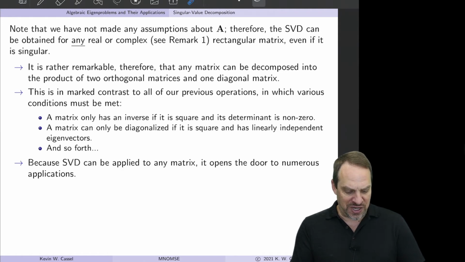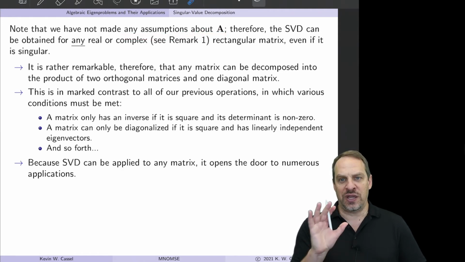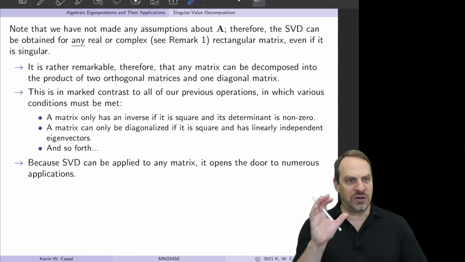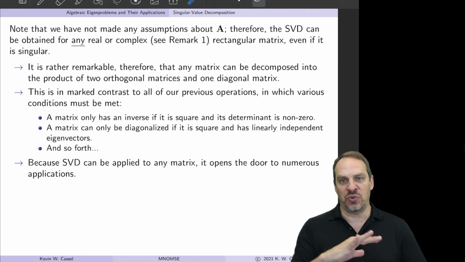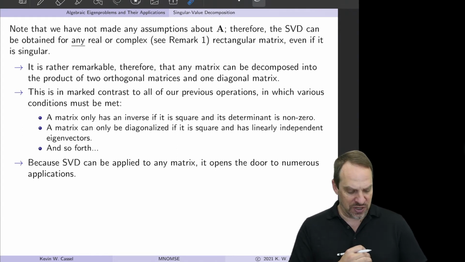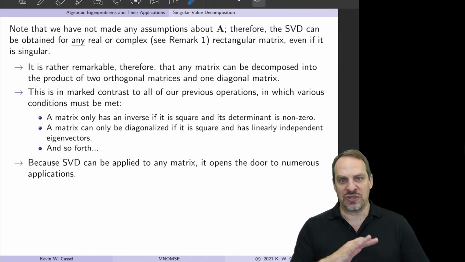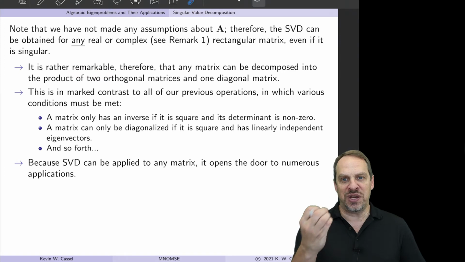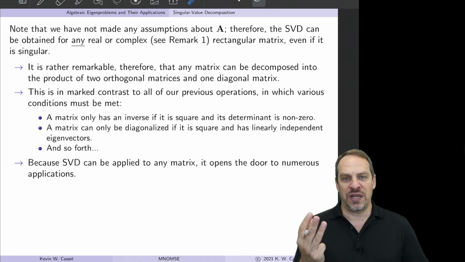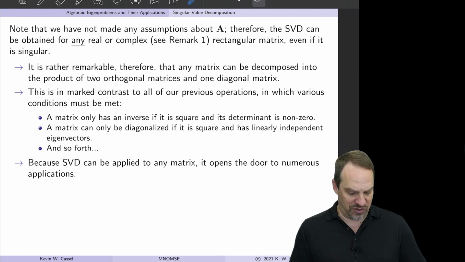You'll notice we have not made any assumptions about A. So A can be square, rectangular, it can be real, and in fact it can be complex, even though we've been focusing on the real case. So this SVD applies to any matrix. And it's pretty remarkable in that context that any matrix can be decomposed into the product of 2 orthogonal matrices and a diagonal matrix. I mean, it honestly could not be any better than that.